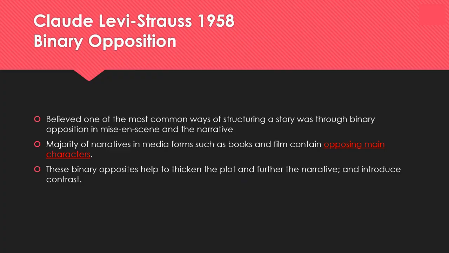Another narrative theory is by Claude Levi-Strauss, 1958. He came up with this theory called binary opposition, and he believed that one of the most common ways of structuring a story is through the binary opposition of the characters. This could be in the mise-en-scène elements and in the narrative as well. So the majority of narratives from books and film have opposing main characters. The binary opposites make the plot a little bit thicker and help to further the narrative. They also introduce contrast into the story.